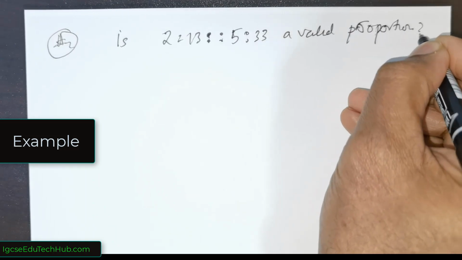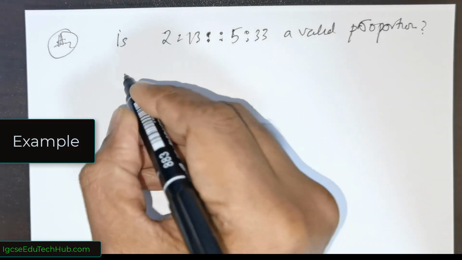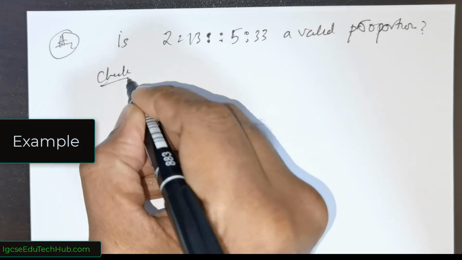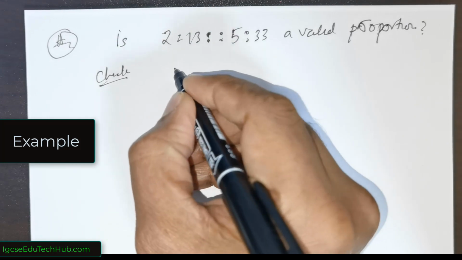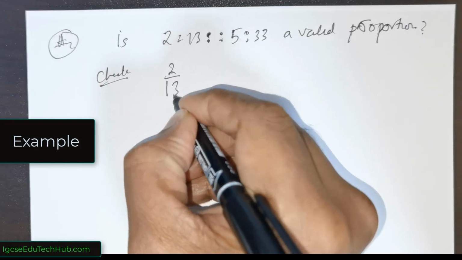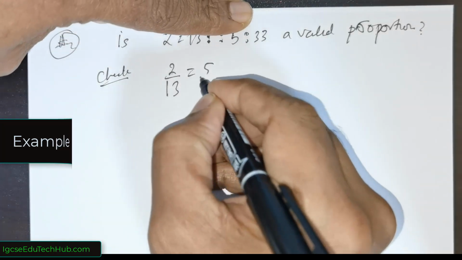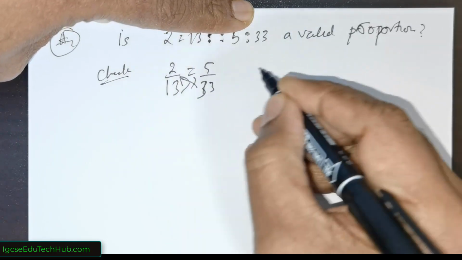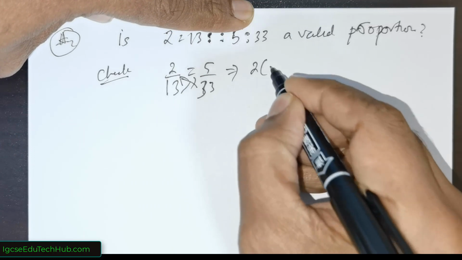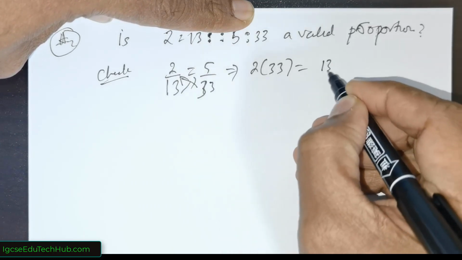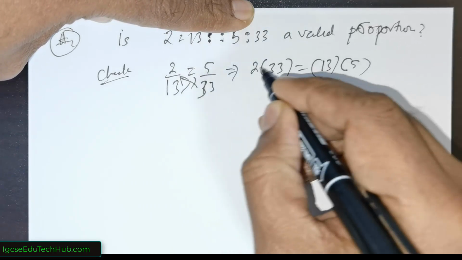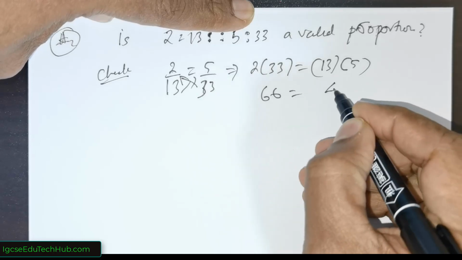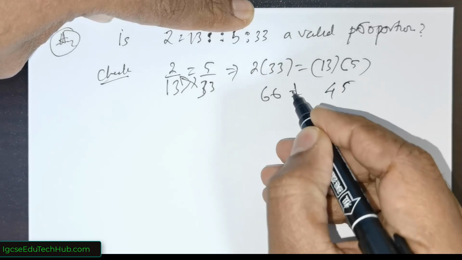That's a question. Now this is the check. So I'm going to rewrite this as 2 over 13 is equal to 5 over 33. You cross multiply, you get 2 times 33 is equal to 13 times 5. This is 66. This is 45. 66 is not equal to 45.